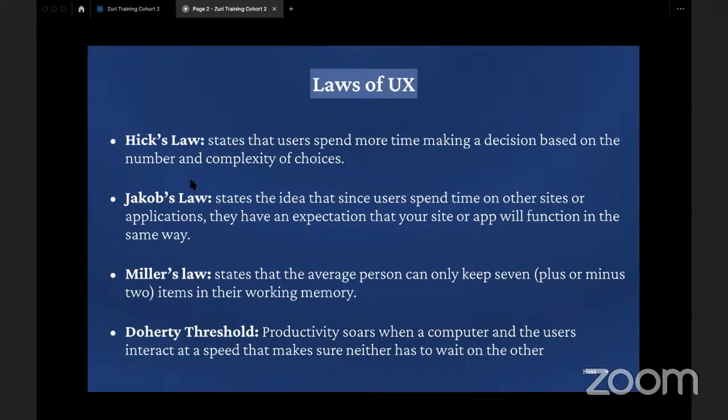Somebody asked, does it mean that Jacob's Law does not support branding? I don't really understand what you mean. There is a lot to branding. Do you understand? You are talking about the user experience.